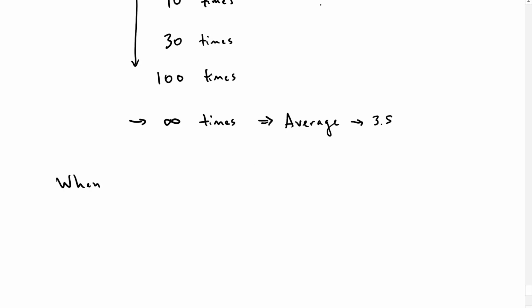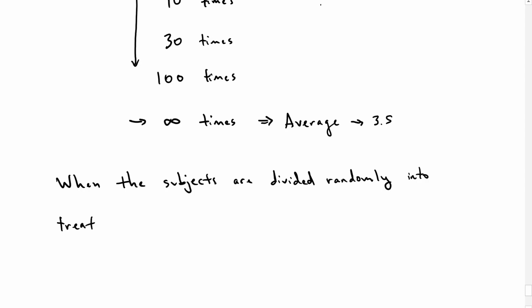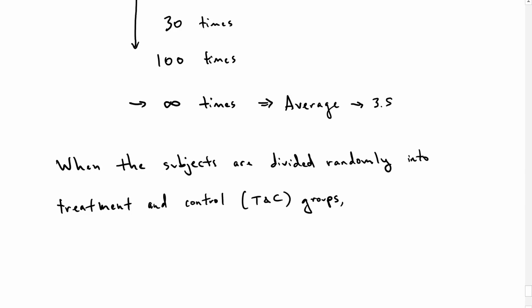Okay, and so if we think about this in the context of a randomized control trial, we have the following. When the subjects are divided randomly into treatment and control groups, they come from the same underlying population.